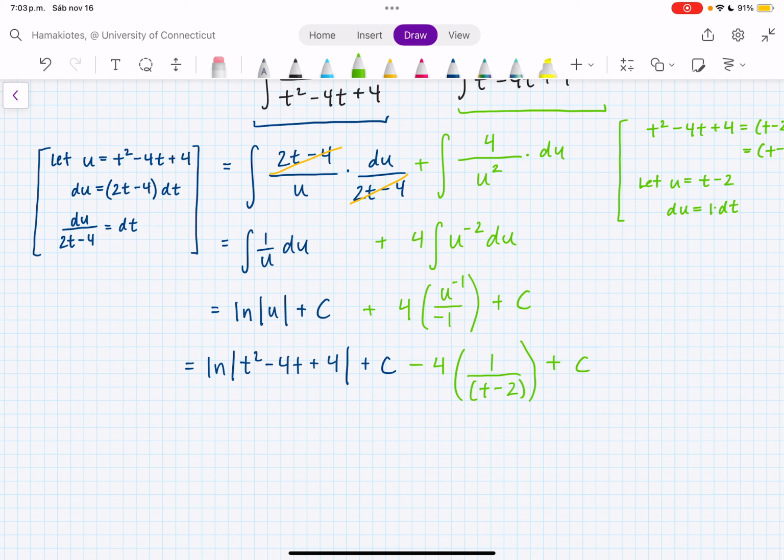Now putting everything together, we have the natural log of the absolute value of t squared minus 4t plus 4 minus 4 over t minus 2 plus c. And that is our final answer. Oops, no it's not. There's no squared. So it's 4 over t minus 2.